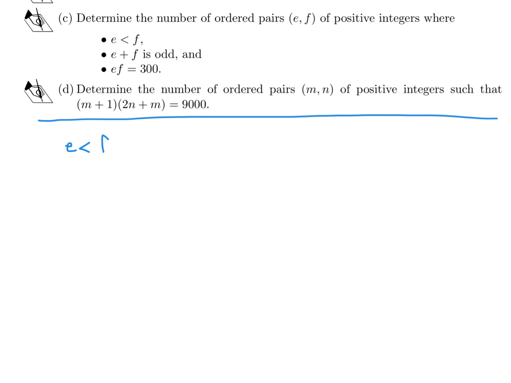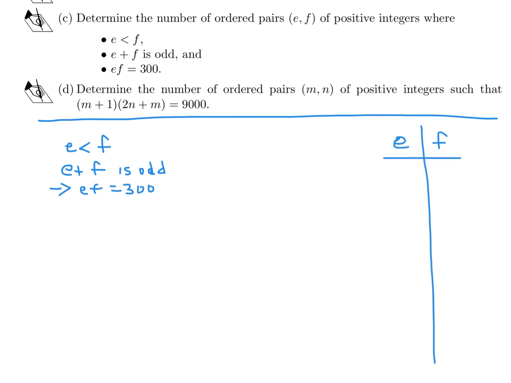E is less than F. E plus F is odd. And then we have this condition that E times F is equal to 300. So I'm going to concentrate on this one here. Let's just make a table of E and F so that when you multiply them together, they give 300. They're positive integers, right? Okay.